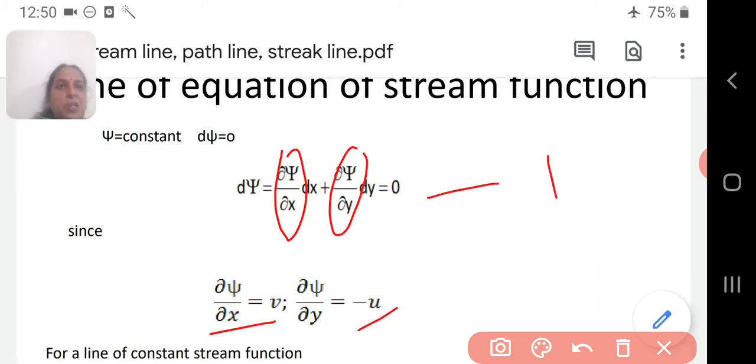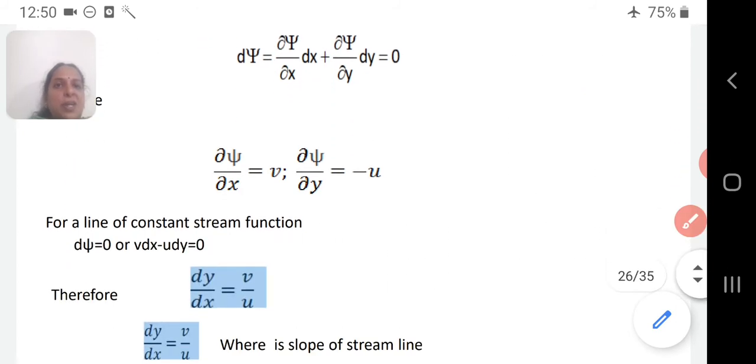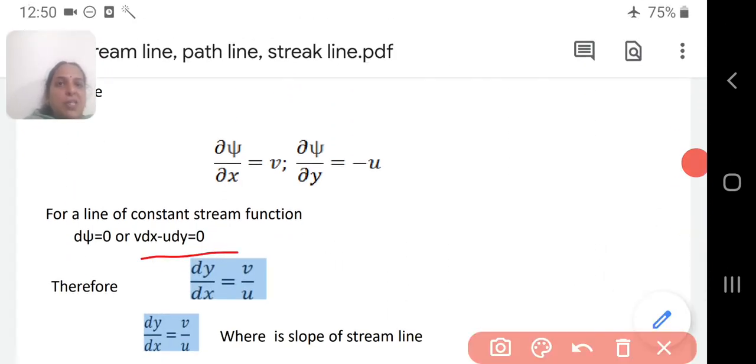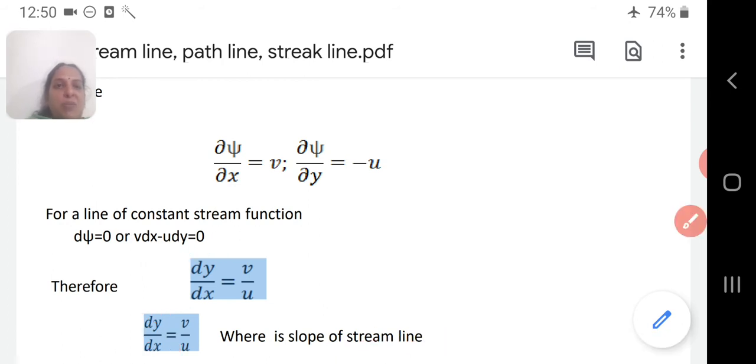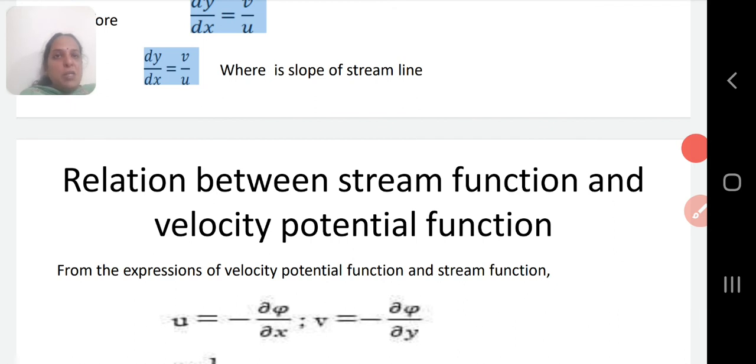So substitute these values in equation number 1. What happens here? v dx plus, sorry, here minus is there, so minus u dy is equal to 0. So v dx minus u dy is equal to 0. If you rearrange it, it will become dy by dx equal to v by u. And this dy by dx gives you the slope of the streamline. So if you want to know the slope of the streamline, you can find it using dy by dx equal to v by u.